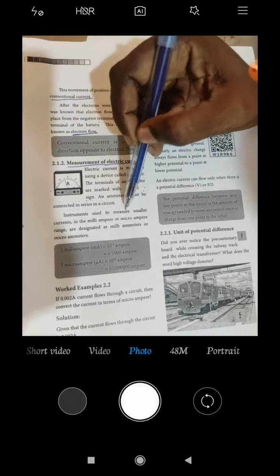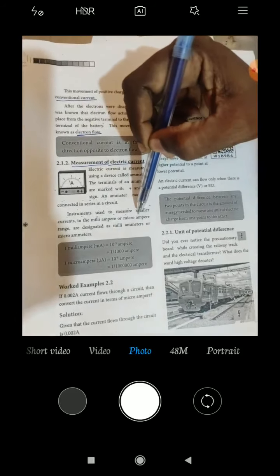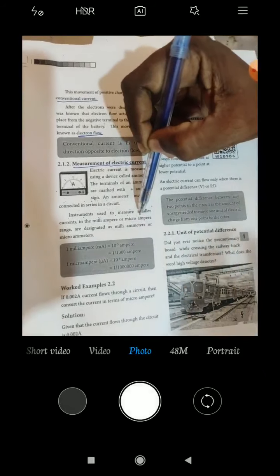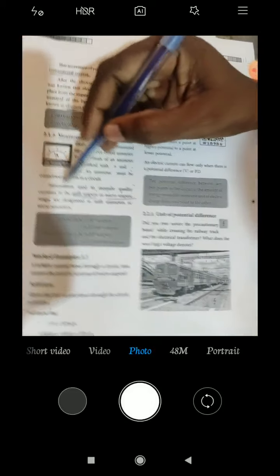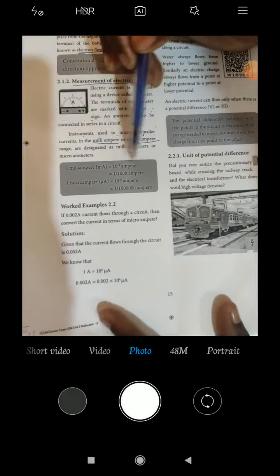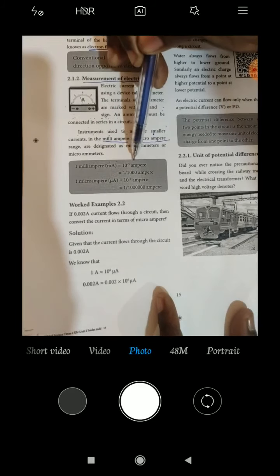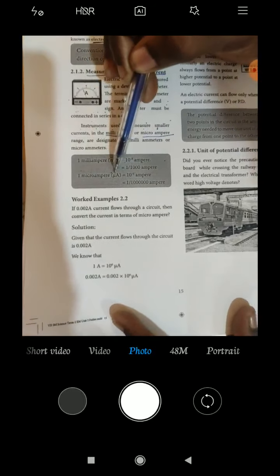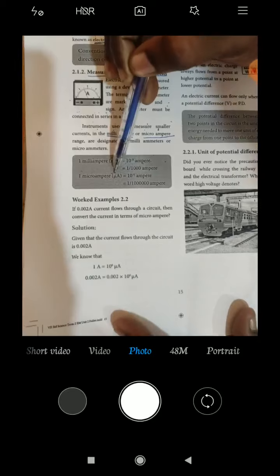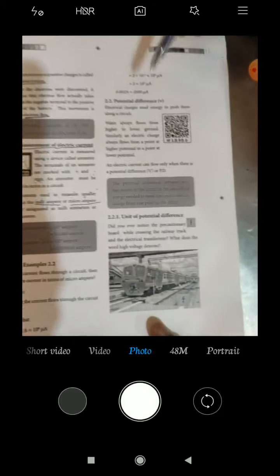The instrument used to measure smaller currents is designated in milliamperes or microamperes. So small currents can also be measured, in the milliampere or microampere range. 1 milliampere, mA, is 10 to the power of minus 3 ampere, that is 1 by 1000 ampere. 1 microampere, μA, is equivalent to 10 to the power of minus 6 ampere.